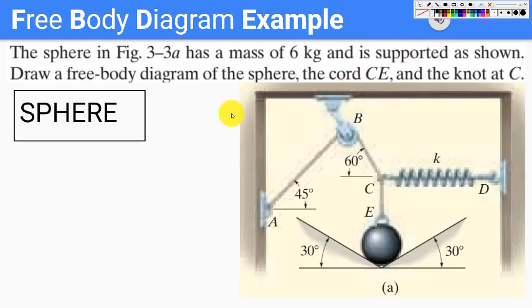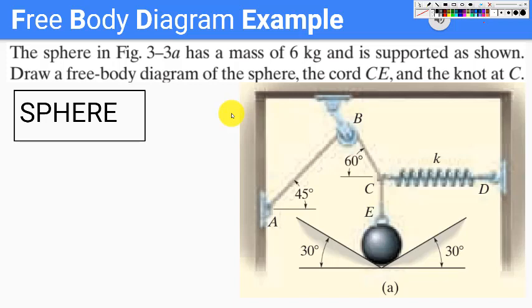Okay. So let's draw a few free body diagrams. This is one of the examples from the book. It says that the sphere in the figure shown has a mass of 6 kilograms and is supported as shown. We want to draw a free body diagram of the sphere and of the cord and the knot. So we want to draw 3 free body diagrams. First of all, we would like to draw the free body diagram of the sphere.